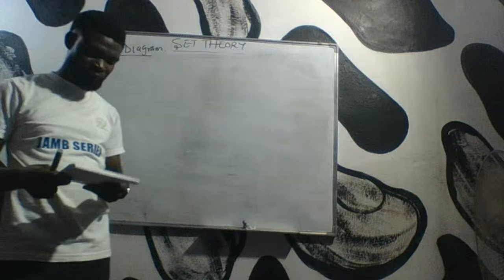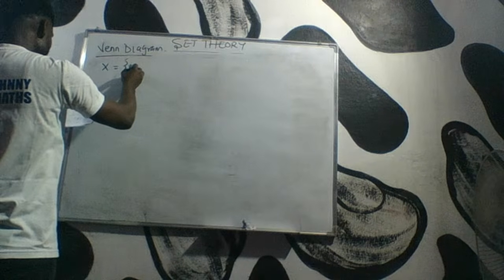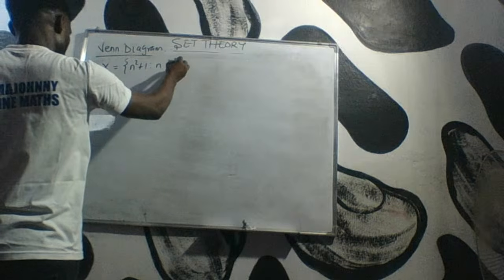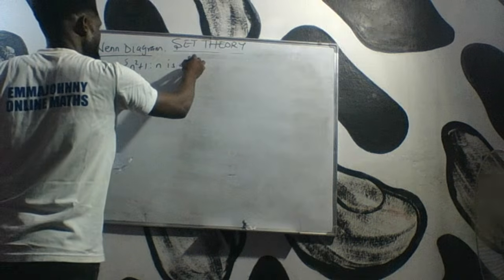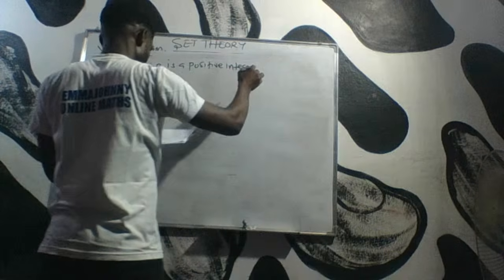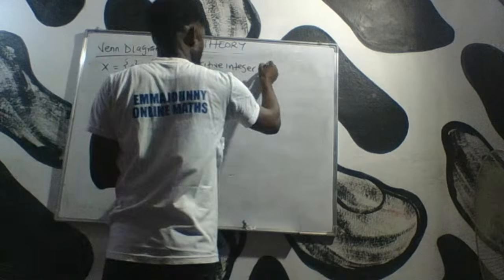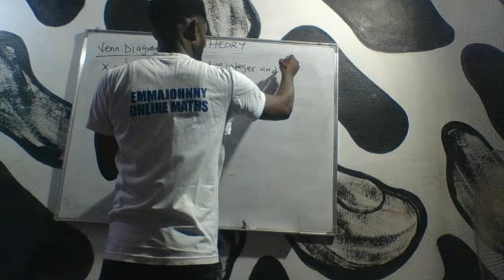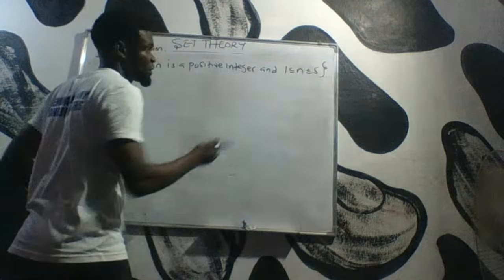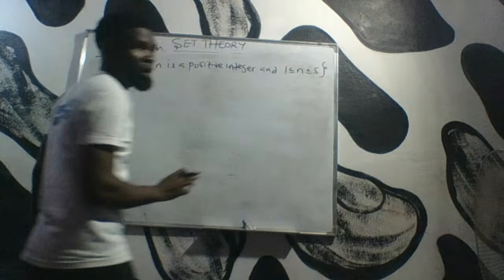2009 question number 10. It says if x is a set of n squared plus 1 such that n is a positive integer and n lies between 1 and 5. That's what it means. N is greater than or equal to 1, but less than or equal to 5.